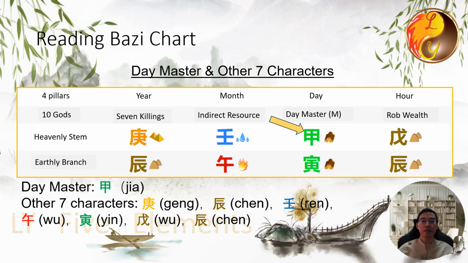Looking at another example, the character at the top of the day earthly branch is called the day heavenly stem, and it has a special name, the day master, as mentioned previously. This character represents oneself. Reading a Bazi chart involves examining the relationships between this day master and the other 7 characters, whether they are generating or controlling each other according to the 5 elements.